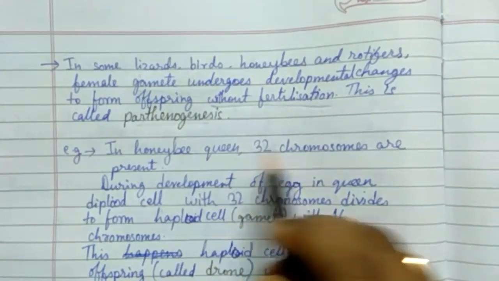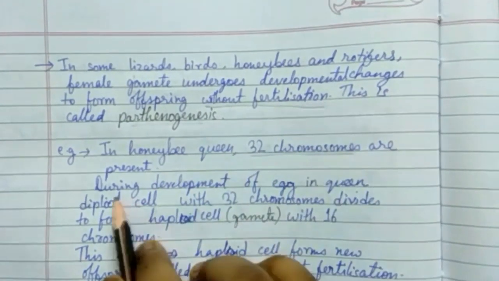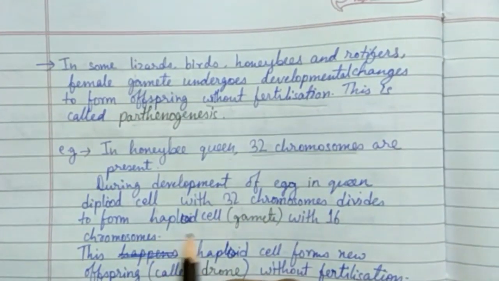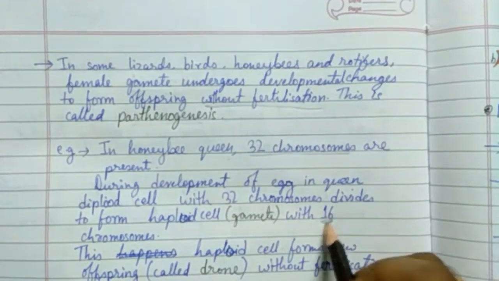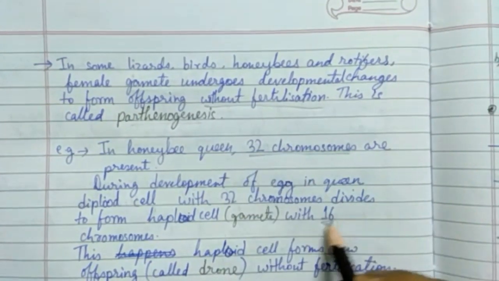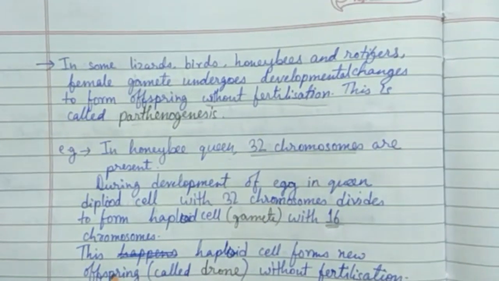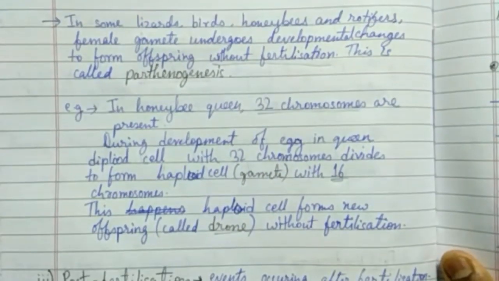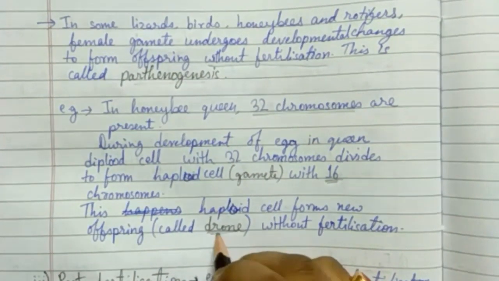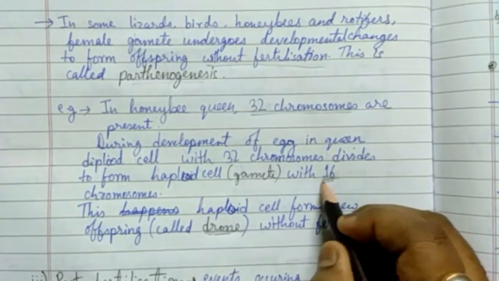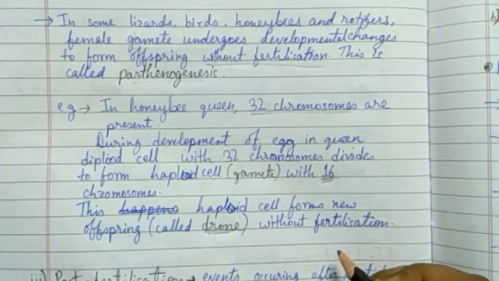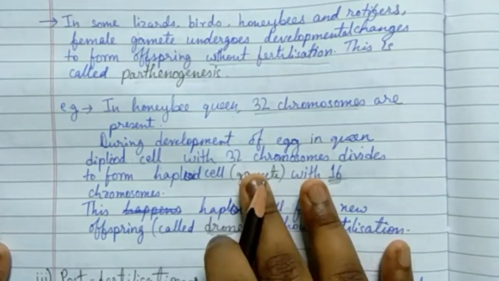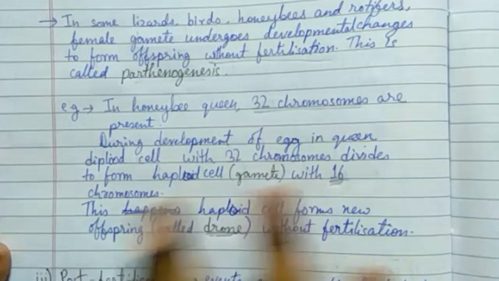For example, in the honeybee queen, 32 chromosomes are present. During development of the egg in the queen, the diploid cell with 32 chromosomes divides to form a haploid cell or gamete with 16 chromosomes. So here meiosis happens, and from 32 chromosomes, 16 chromosomes are present in the gamete. This haploid cell forms a new offspring called drone without fertilization. Now there is no fertilization involved. The offspring called drone is formed only from the 16 chromosome cell. We'll read about this in chapter 5 in detail, where everything about the honeybee and how the generations go on is described.